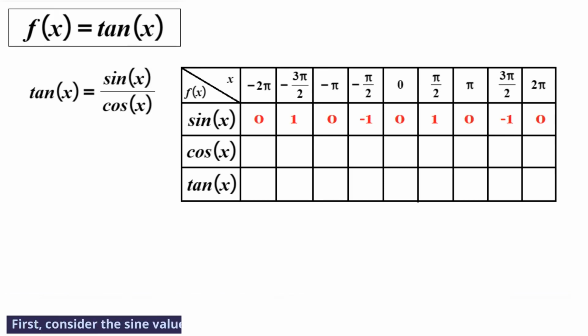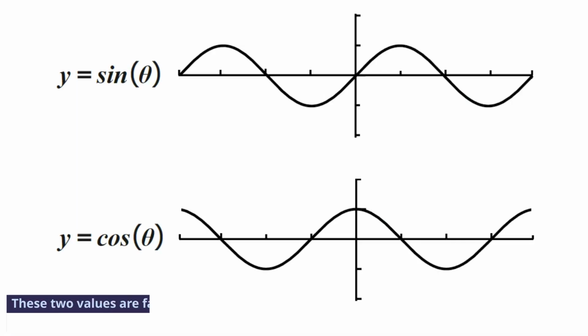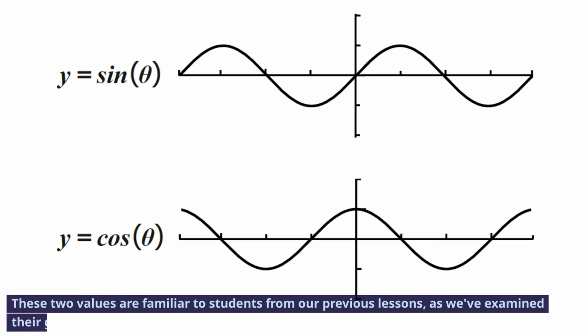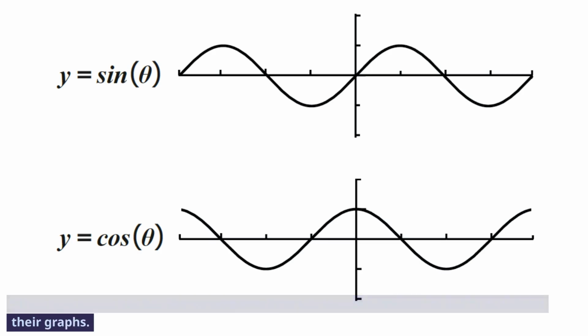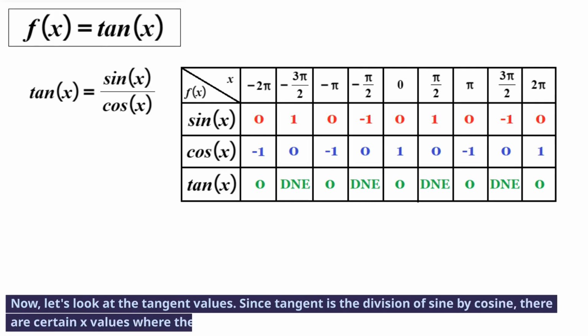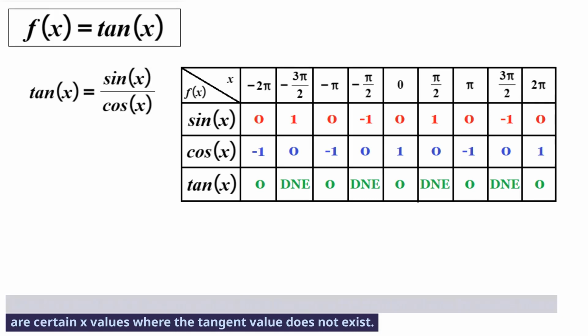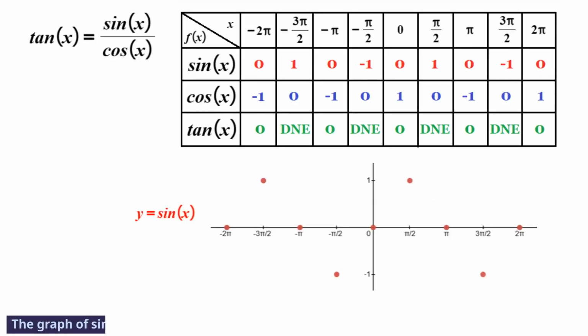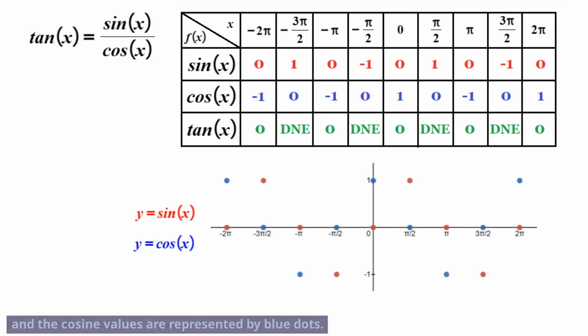First, consider the sine values. Next, the cosine values. These two values are familiar to students from our previous lessons, as we've examined their graphs. Now, let's look at the tangent values. Since tangent is the division of sine by cosine, there are certain x values where the tangent value does not exist. The graph of sine values is represented by red dots, and the cosine values are represented by blue dots.